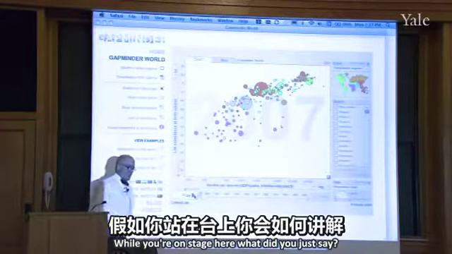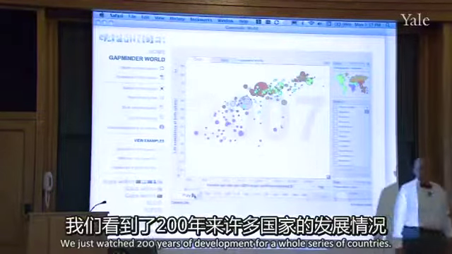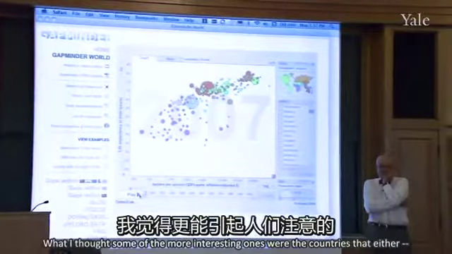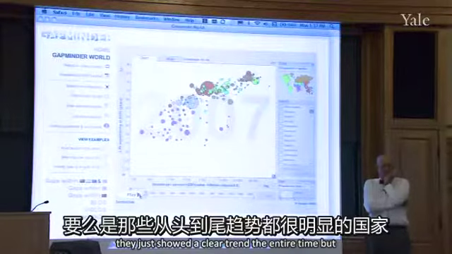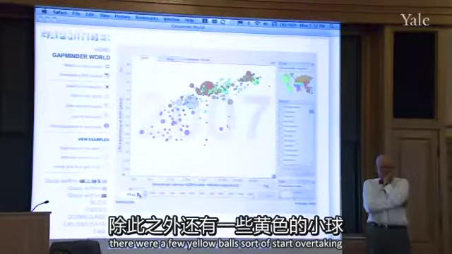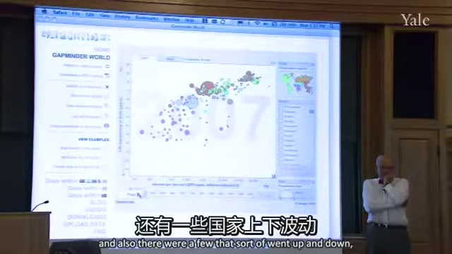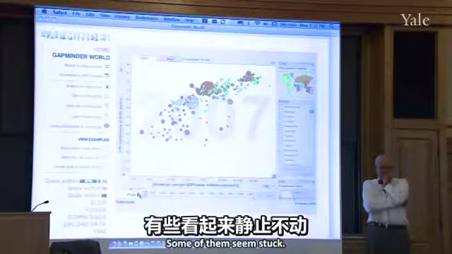While you're on stage here, what did you just see? We just watched the years of development for a whole series of countries. What I thought some of the more interesting ones were the countries that either... Is he loud enough to hear in the back? Great. It was a sort of clear trend the entire time. There were a few yellow balls that started overtaking all the other countries around them and surpassing them. And also there were a few that went up and down at the exact same income per person for a long period of time, for decades. Some of them seem stuck.